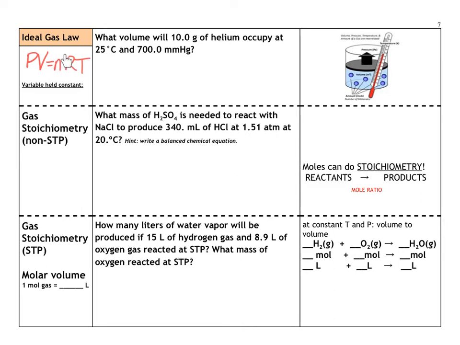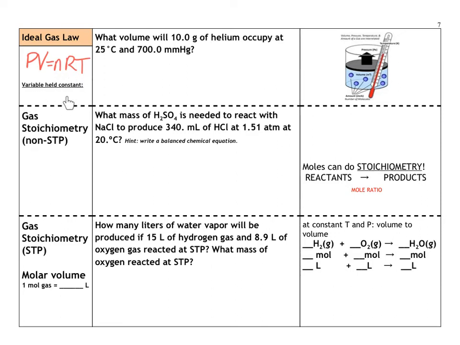Or we can figure out the moles of an ideal gas given the pressure, volume, our ideal gas constant, as well as the temperature. So this equation allows us to find information about our ideal gas straight out with its pressure, volume, moles, ideal gas constant, and temperature.